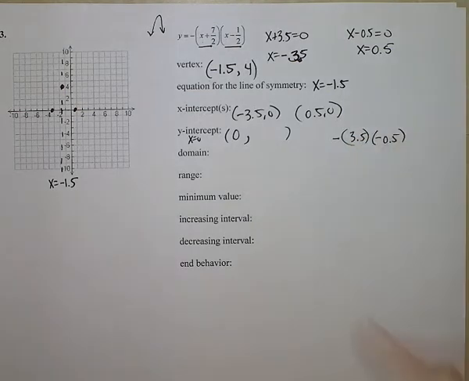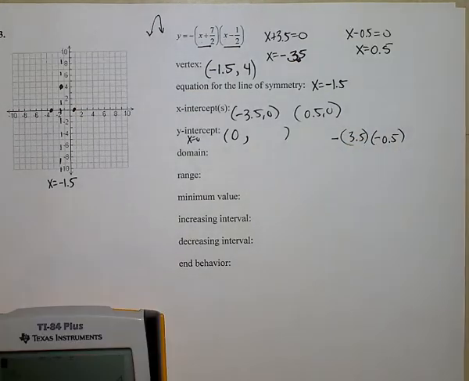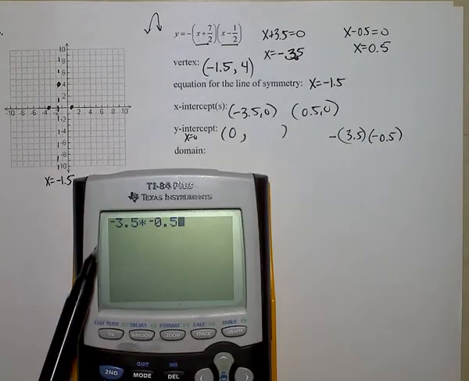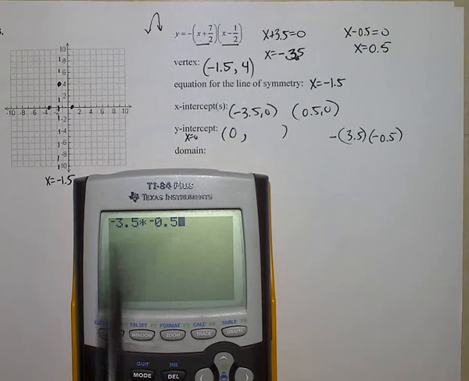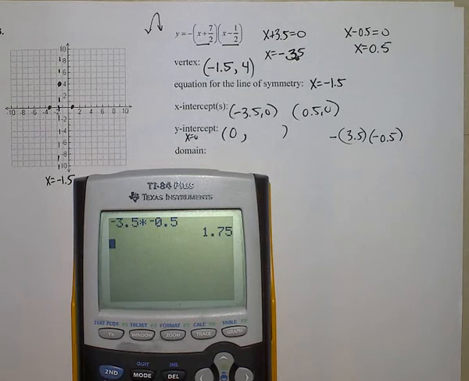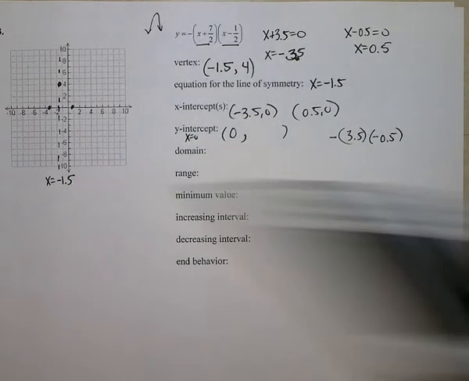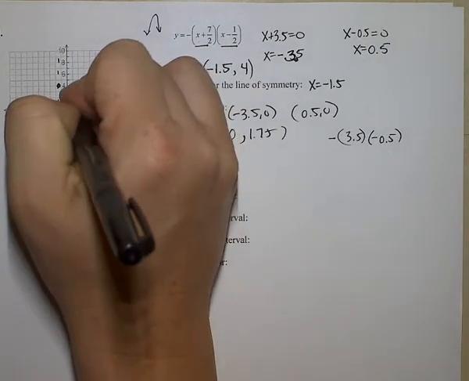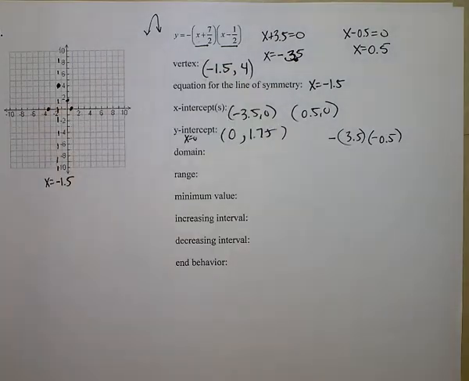Grab a calculator and please do the math. Here's my negative sign. There's your 3.5 times negative 0.5. I have 1.75. Hands up high if you have 1.75 as well. Okay, so 1.75, estimate it. And now we get to cheat.